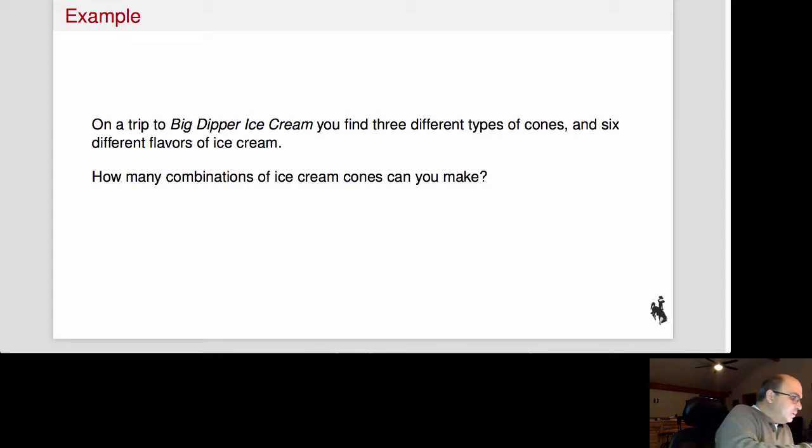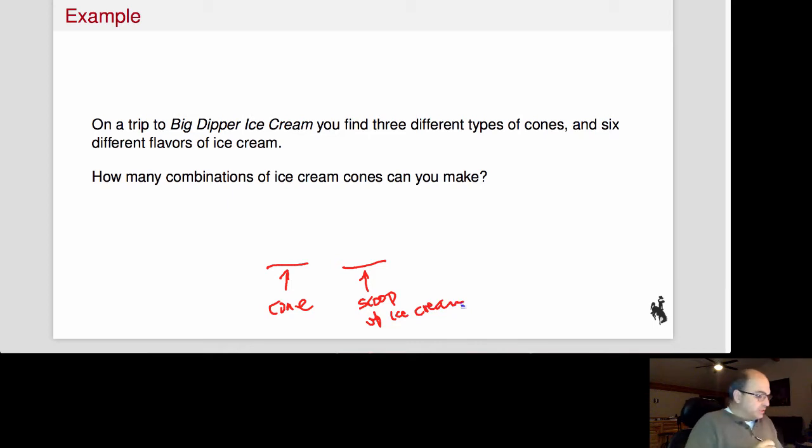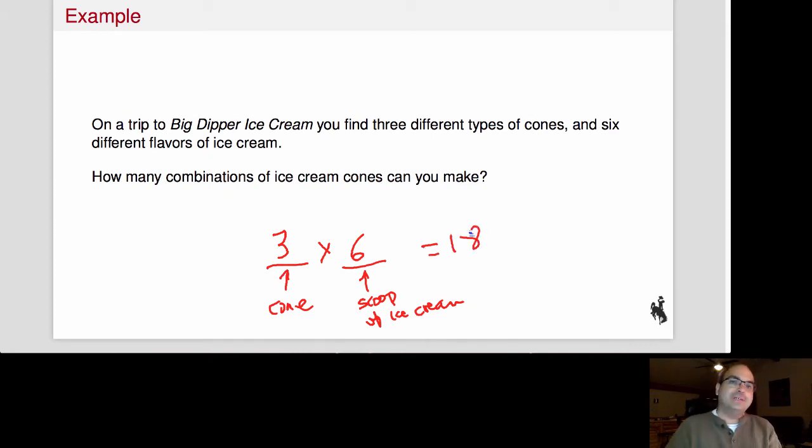So here's what I want to have. What I need is a cone, and then a scoop of ice cream. So how many ways can I choose the cones? They have three different types of cones, and then six different types of ice cream. So I can fill the second slot in six different ways because I'm choosing one of each. Then I have a Cartesian product combination. So the answer here is 18. I can make 18 different orders of cones.